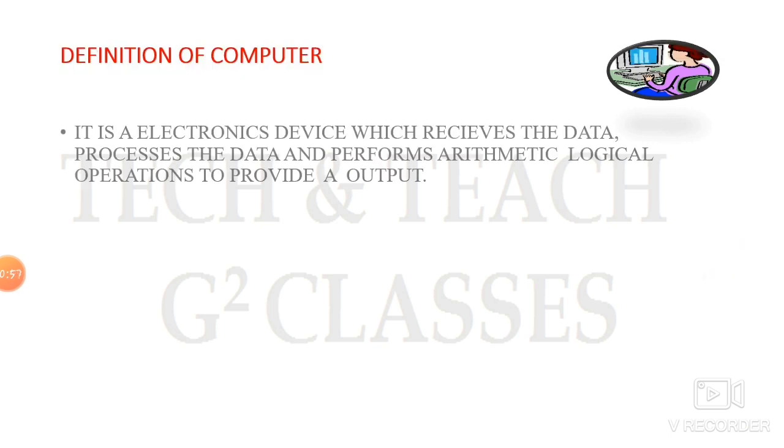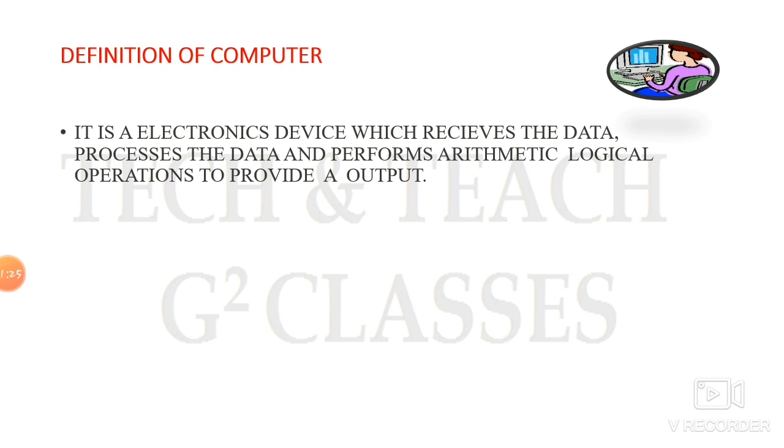Here in this slide, the first point is: it is an electronic device which receives the data, processes the data and performs arithmetic and logical operations to provide an output. The same thing I explained in three simple words: accept the data, process the data and give the desired output. Whatever you are giving, it will take as input and our CPU will process what input we gave, then it will give the desired output on the monitor.